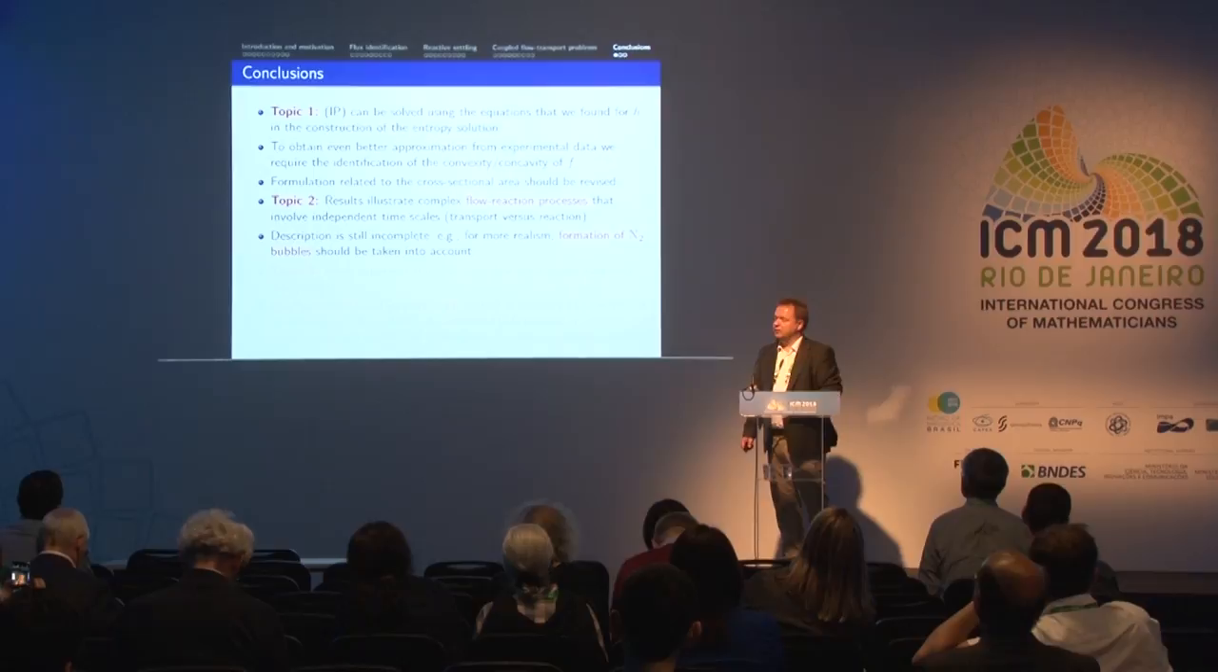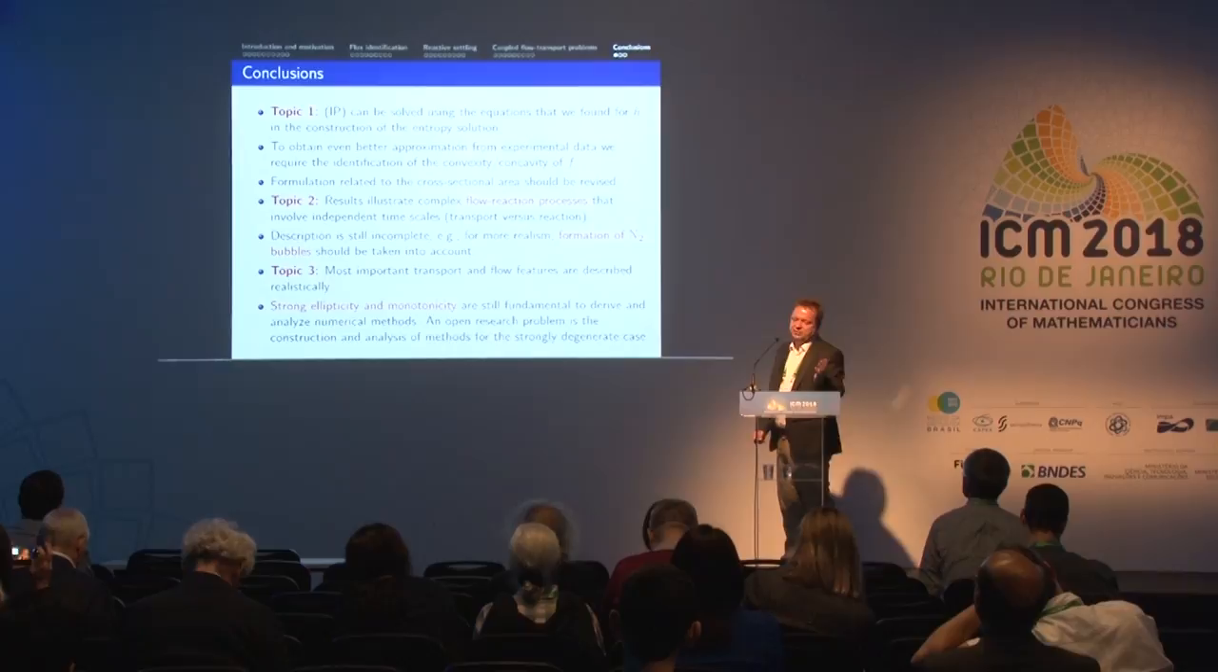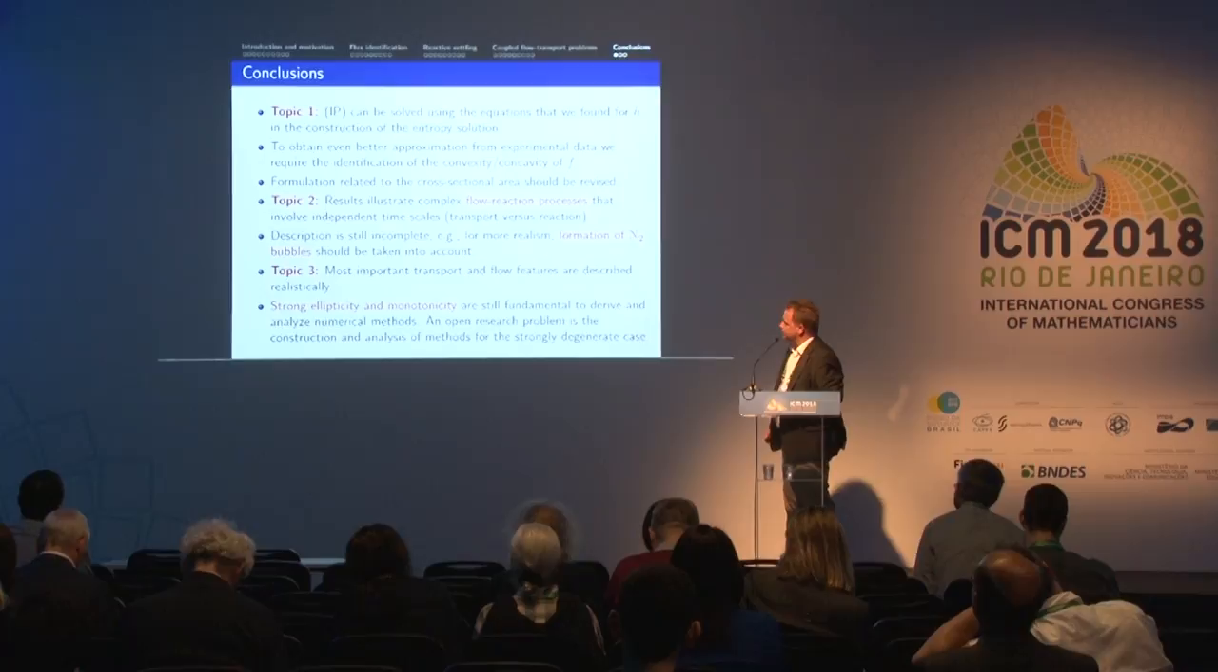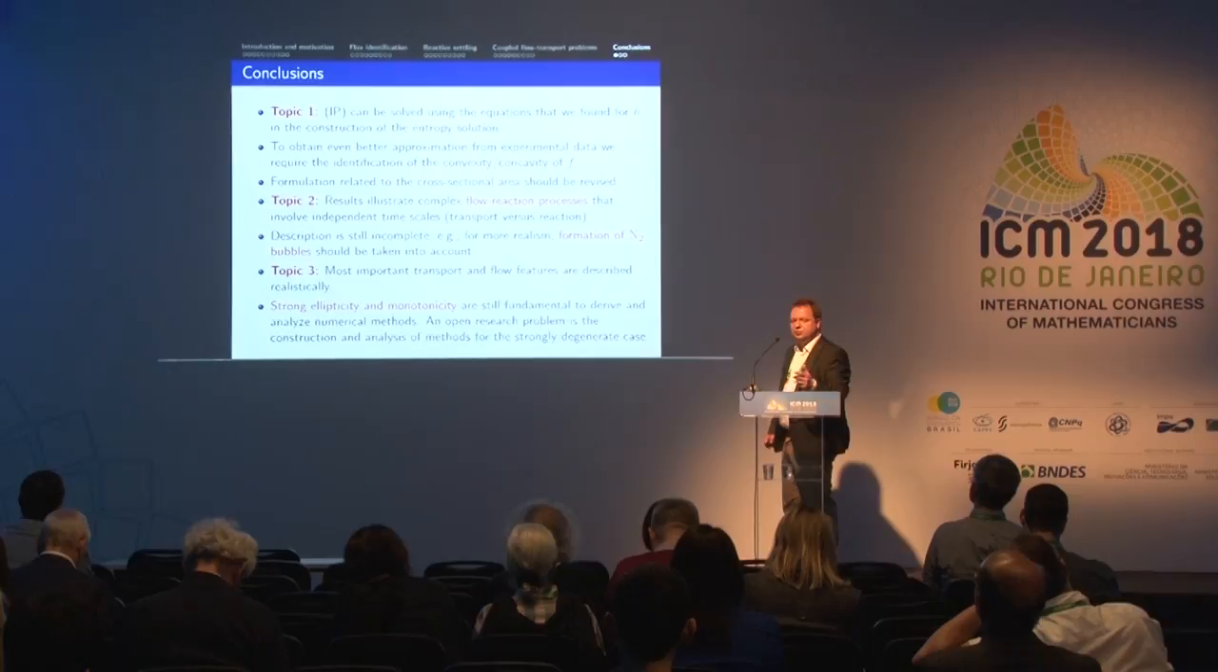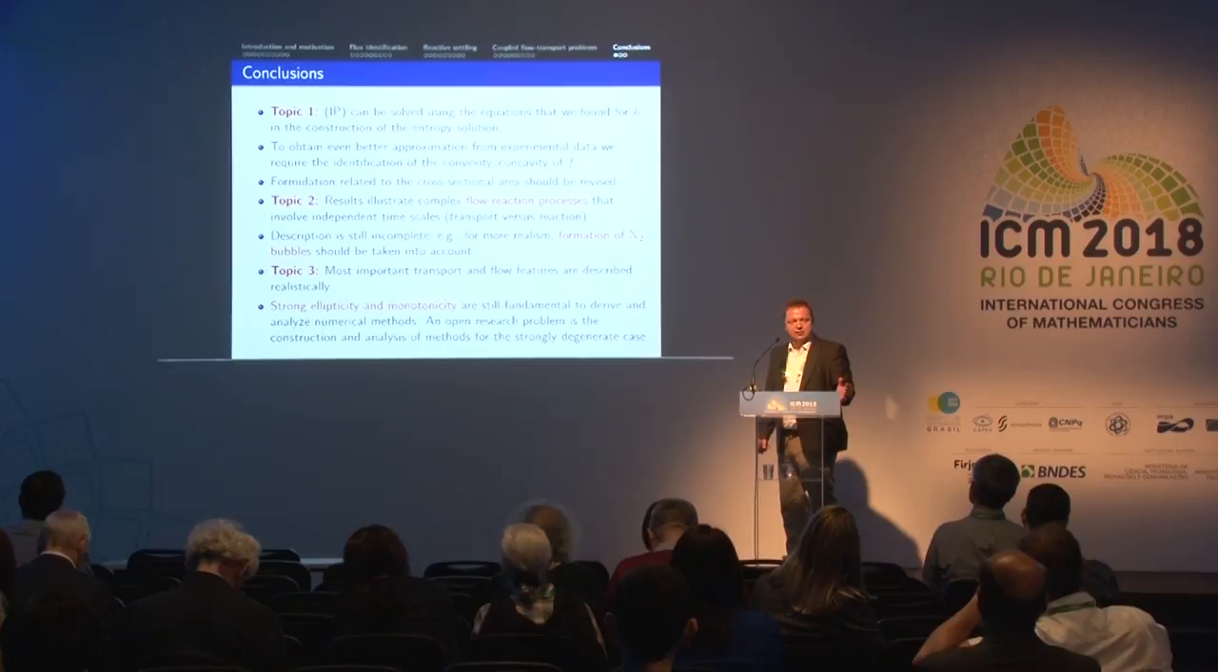Finally, we see that with the multidimensional approaches that I only showed in a very short way, the most important transport and flow features are described realistically, but all theoretical results, for example, addressing stability, depend on the assumption of strong ellipticity or monotonicity. In other words, that the transport equation is strongly parabolic. Whereas the treatment available in 1D really can rely on strongly degenerate parabolic equations.